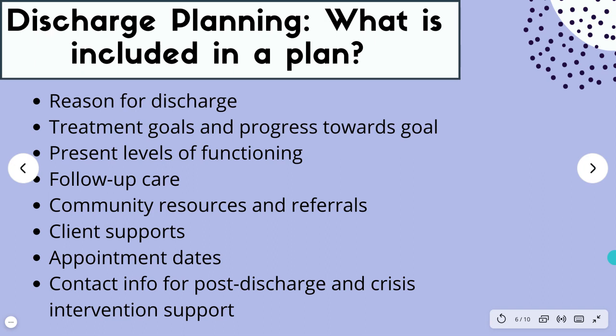So what would a social worker include in a discharge plan? Obviously, the reason for discharge. If they're discharging, there's a reason why. Maybe they're ready to go home. They're strong enough. They're healthy enough. Maybe insurance says it's time for them to move on and they have to be discharged. There's a variety of different reasons. Maybe the client's checking themselves out and they have to be discharged.